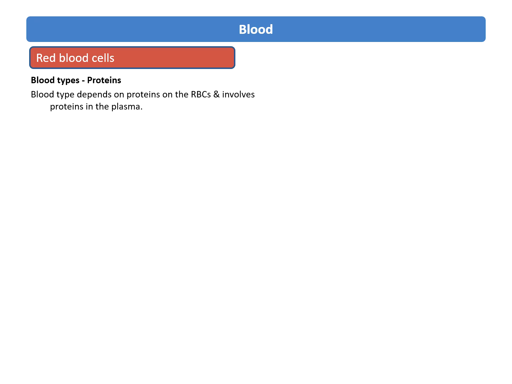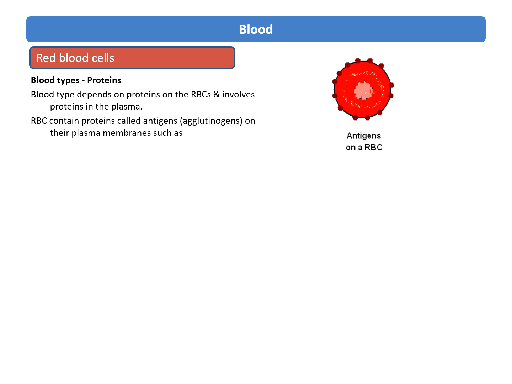Blood type depends on proteins on the red blood cells and involves proteins in the plasma. Red blood cells contain proteins called antigens or agglutinogens. They're in the plasma membrane. They include one called antigen A. We use a capital A to designate that. As we've said already, it's determined by a gene, capital I subscript capital A.